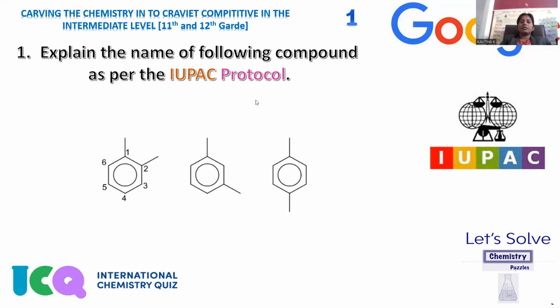Question number 1 is an IUPAC nomenclature related question. Explain the name of the following compound as per the IUPAC protocol. IUPAC stands for International Union for Pure and Applied Chemistry. As per the IUPAC, you need to assign the name for the given organic compounds. All these are benzene and have substituents at different positions. Here, numbering is provided to you, 1, 2, 3, 4, 5, 6. In the 6-membered ring, it will be either the first and second position substituted, first and third position, or first and fourth position substituted. In this case, you have to assign the name for these compounds.